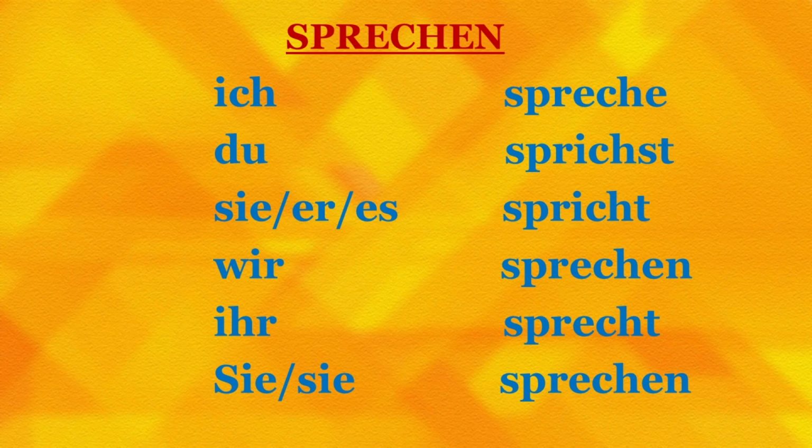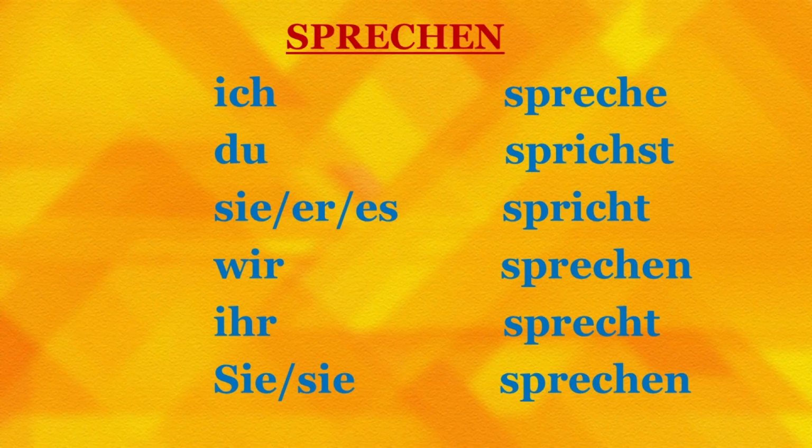The next verb we have is sprechen. Sprechen means to speak. For example, he speaks very nice Hindi, he speaks fluent Spanish and so on. My brother speaks 3 languages, that is Hindi, German and French. That is how we use the verb sprechen, that means to speak. Let us see the conjugation of this verb now. Ich spreche, du sprichst, er, sie, es spricht, wir sprechen, ihr sprecht, sie sprechen.